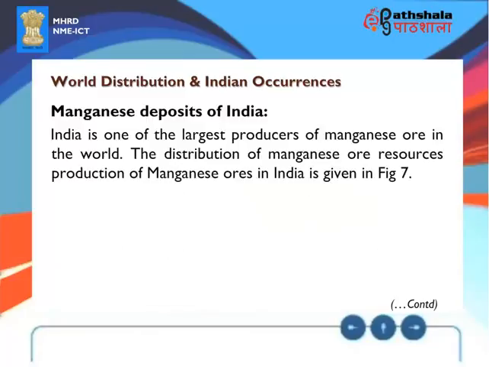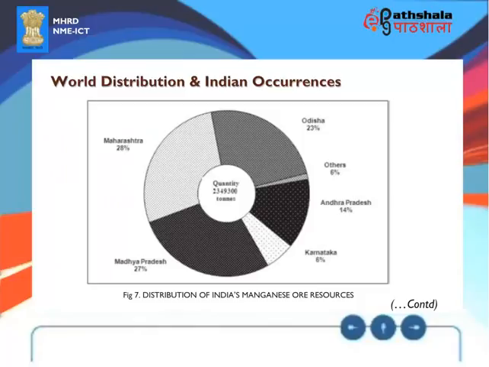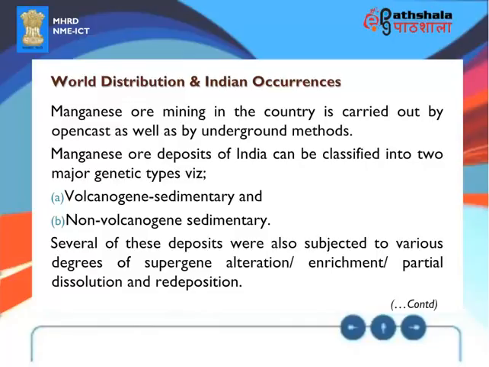Manganese deposits of India. India is one of the largest producers of manganese ore in the world. The distribution of manganese ore resources and production of manganese ore in India is given in the figure: Maharashtra 28%, Madhya Pradesh 27%, Odisha 23%, Andhra Pradesh 14%, Karnataka 6%, and others 6%. Manganese ore mining in the country is carried out by open cast as well as by underground methods. Manganese ore deposits of India can be classified into two major genetic types, viz. volcanogene sedimentary and non-volcanogene sedimentary.